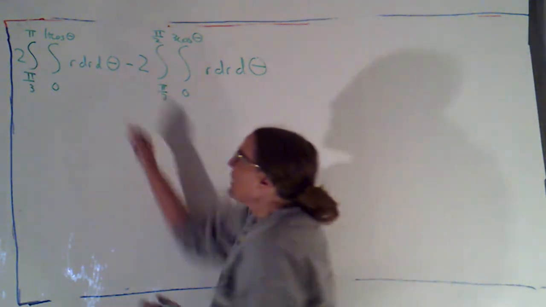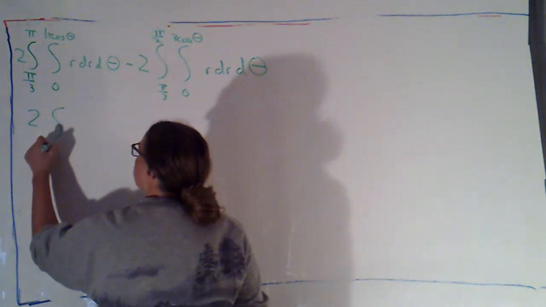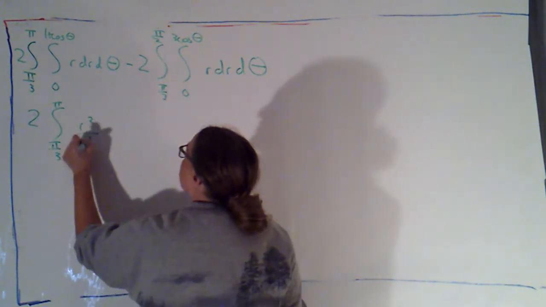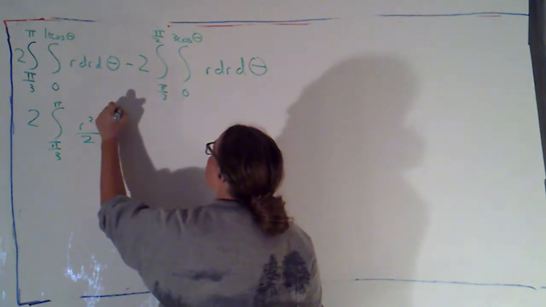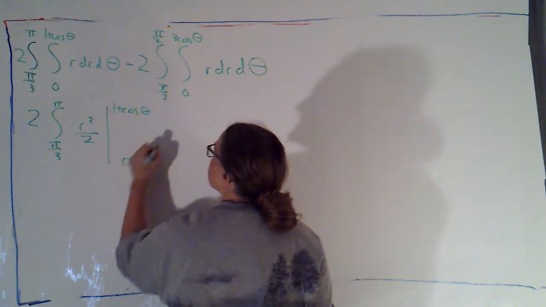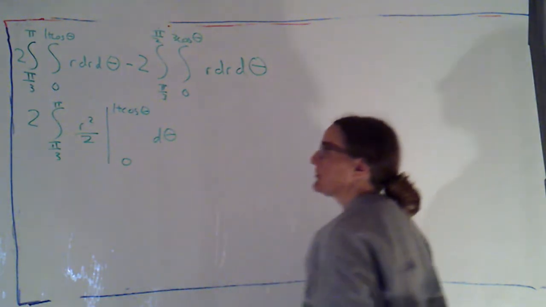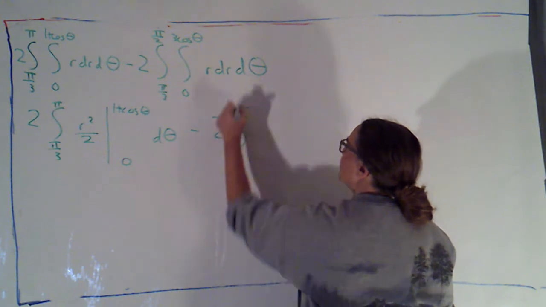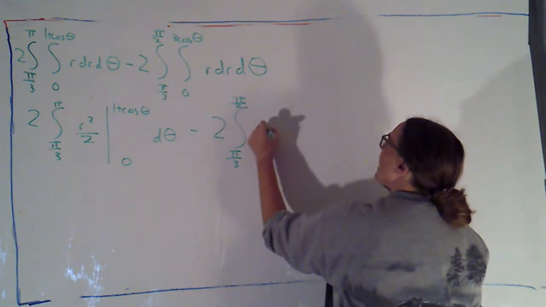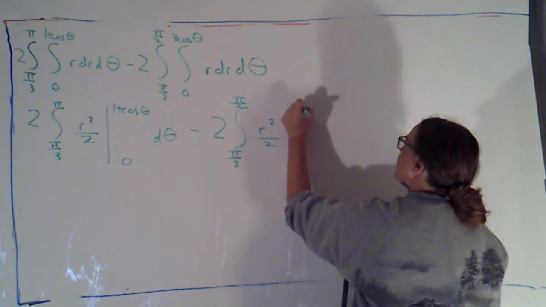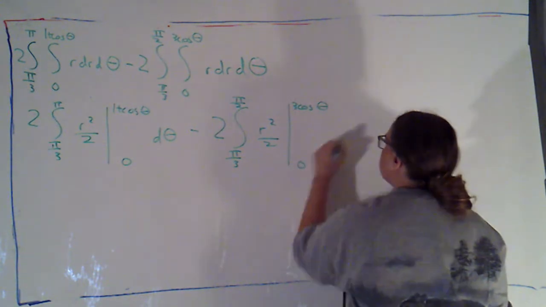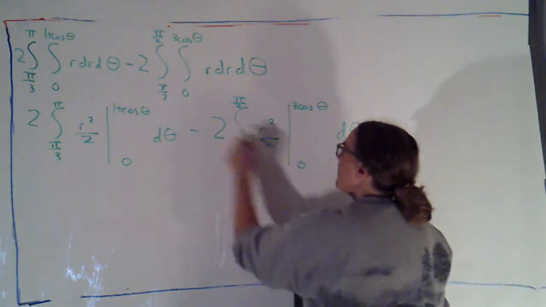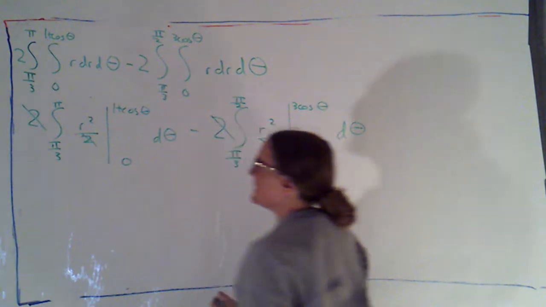Okay. All right, so if I start working on this, this is going to be 2 integral from pi over 3 to pi of r squared over 2 evaluated between 1 plus cosine of theta and 0, and then I still have to integrate that with respect to theta, minus 2 times the integral from pi over 3 to pi over 2, r squared over 2 evaluated between 3 cosine theta and 0, and we still have to integrate that with respect to theta. Now I'm going to go ahead and cancel these 2's. That's kind of nice.